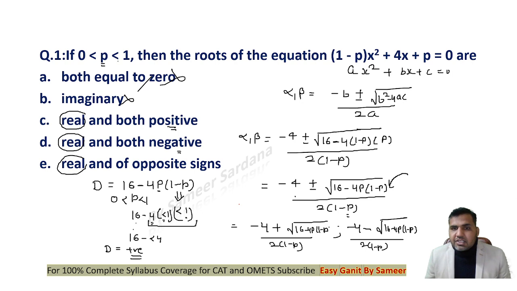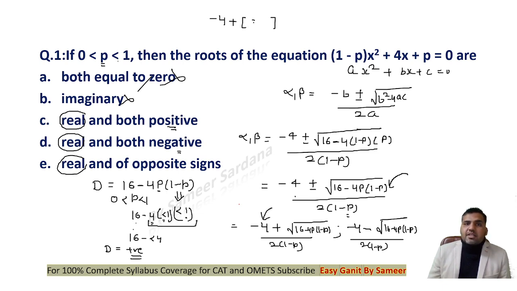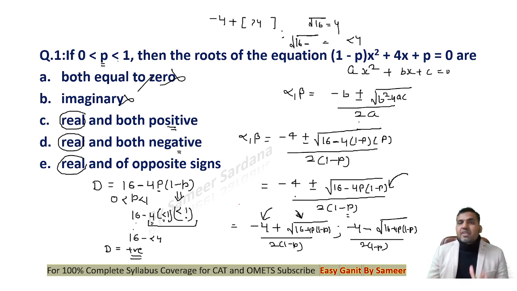The value inside the root, I know that this value is greater than 0. Now the value outside of this square root is -4. If I want to make it positive, I need to add something which is greater than 4, right? But is this value greater than 4? No. I know that root 16 is equal to 4. So root of 16 minus something will be less than 4. So I know that this value for which I'm taking the square root is less than 4.